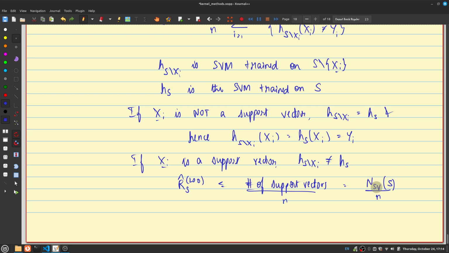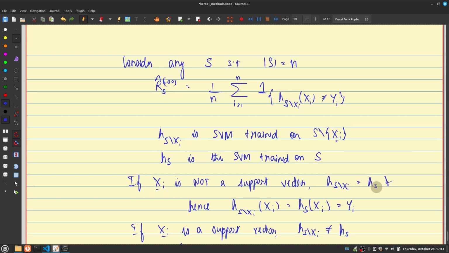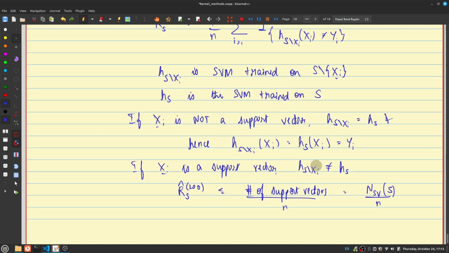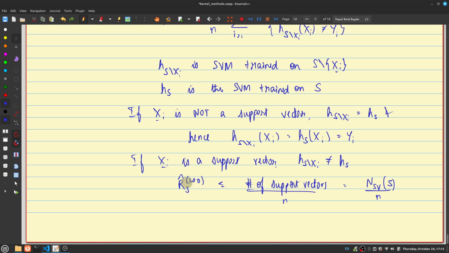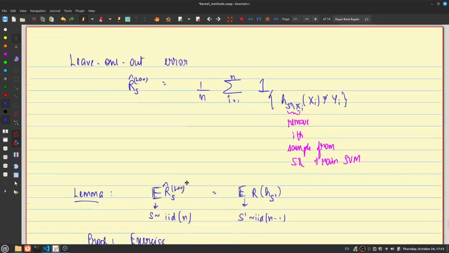Correct. So this quantity is equal to zero if XI is not a support vector. No, right? Everything is computed with respect to this training set only. So let's perhaps go to this example.